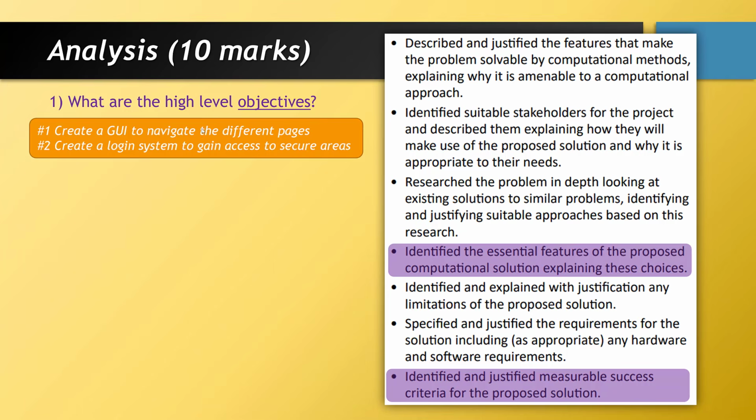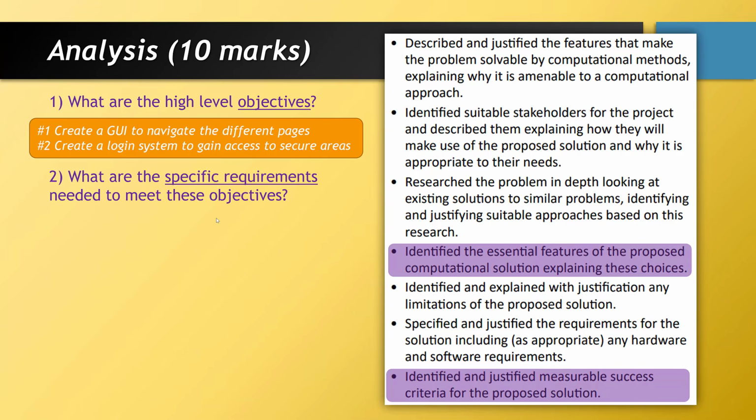So you might say, I'm going to make a GUI to navigate the different pages. Great, a bit vague, but fine for a general objective. Another one might be making a login system so you can gain access to secure areas, etc. That's a fairly broad objective, but we've got to get more detailed. Then you might start to move towards more specific requirements.